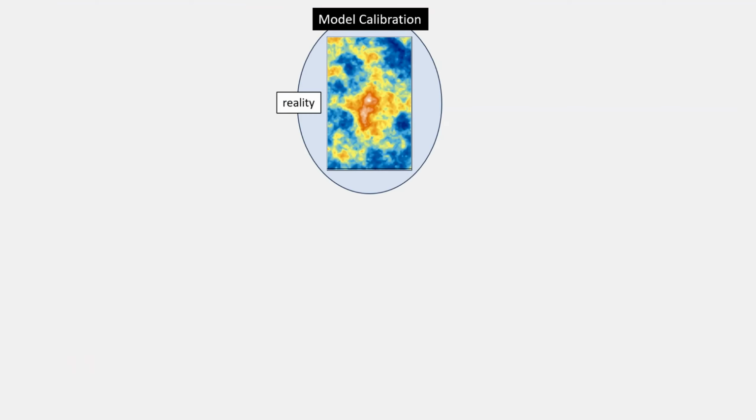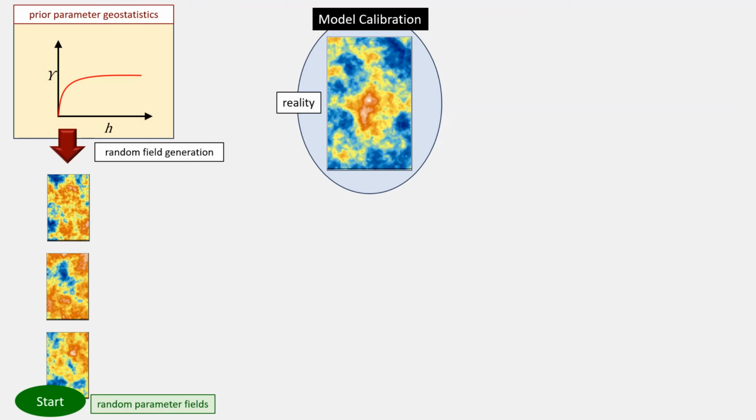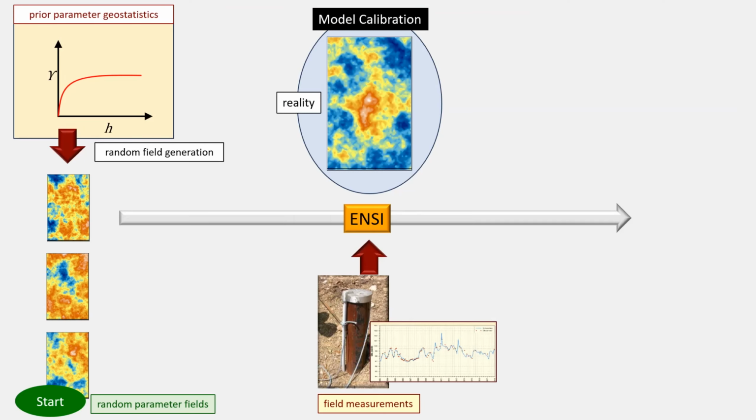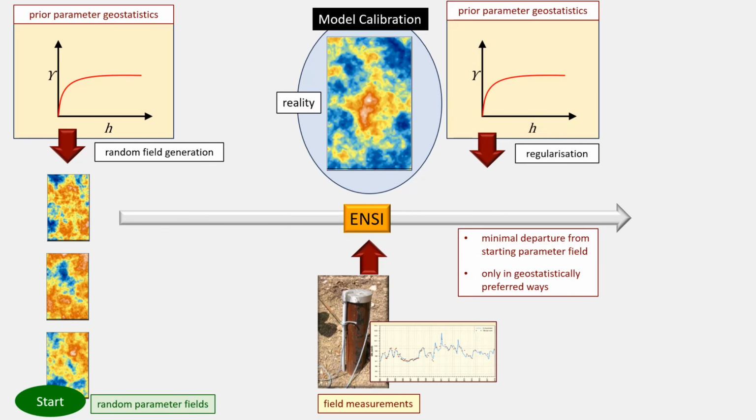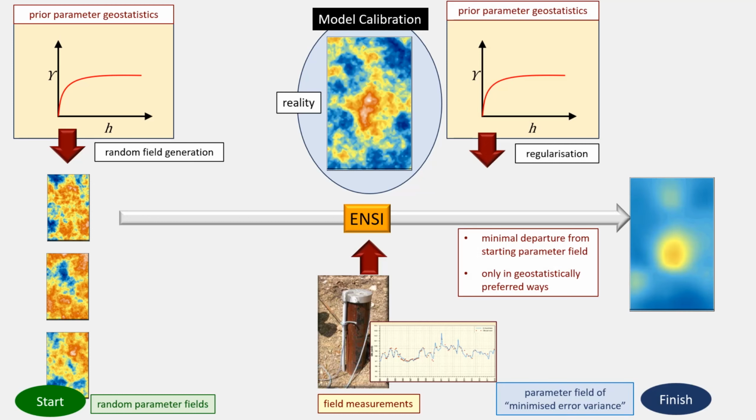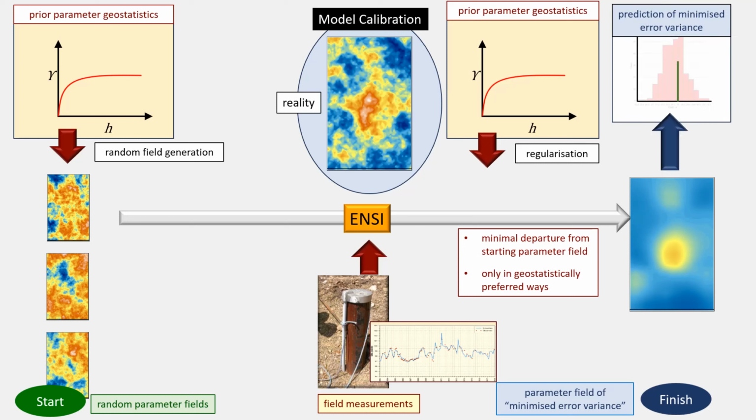So to look at this pictorially, we are calibrating the model. We use the geostatistical descriptors of our parameters to generate realisations of parameter fields. We then use ENSI to manipulate those fields using Tikhonov regularization to seek a minimum error variance solution to the inverse problem. To acquire a minimum error variance parameter field, which then allows us to make predictions of minimum error variance.